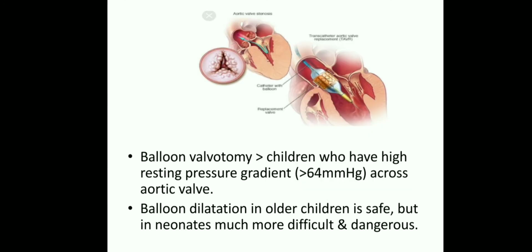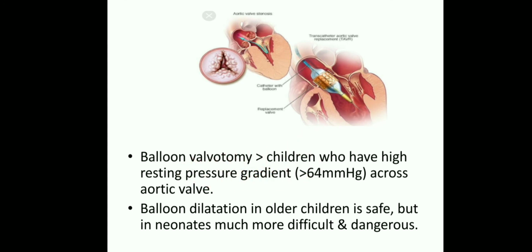Okay, and look here at the balloon valvotomy. For whom are we doing this balloon valvotomy? Children who have a high resistant pressure gradient, that is more than 64 mm of Hg across the aortic valve. Here they are measuring the pressure at the aortic valve. If it is more than 64 mm of Hg, they are doing the balloon valvotomy.